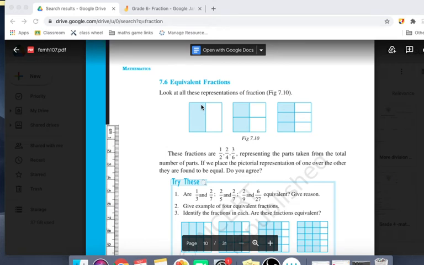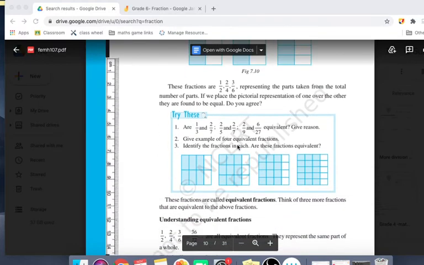In yesterday's class, we discussed equivalent fractions. Basically, we saw that dividing a chocolate into two parts and having one is equal to dividing the chocolate into four parts and having two pieces out of those four, or dividing the chocolate into six parts and having three pieces out of six. So basically, this is all the same.